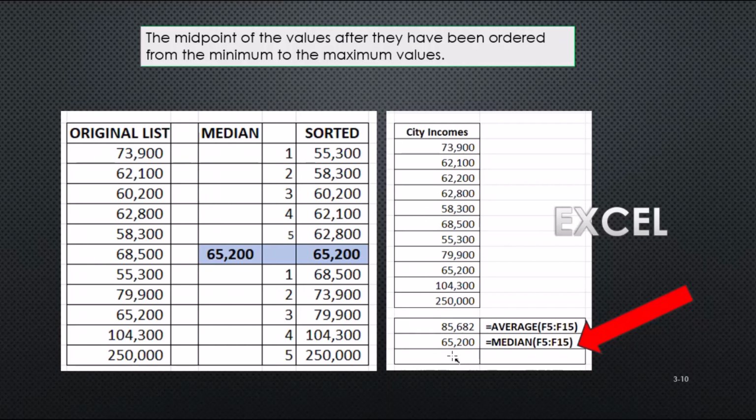number is 65,200. Now, if we look at that, we can see that just as many numbers are below 65,200 as the numbers above. So these two numbers that are a lot higher, like Beverly Hills, are not really affecting the median like it does the average, as we can see here at 85,000.